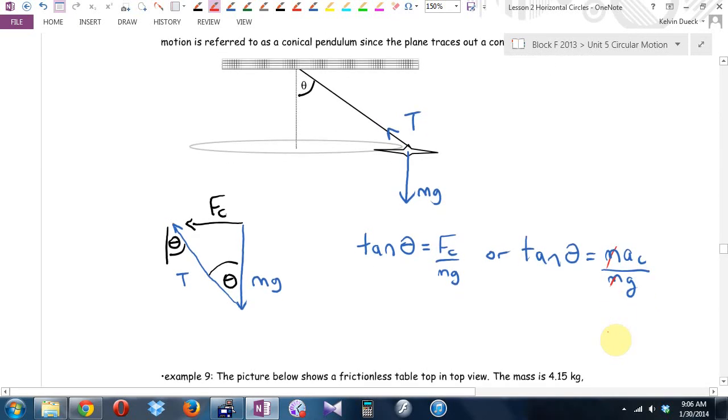How can you relate tension and Fc? Which trig function relates tension and centripetal force? So another equation coming out of here: sine theta equals Fc over tension. And what relates gravity and tension? Which trig function relates gravity and tension? Which one's left?